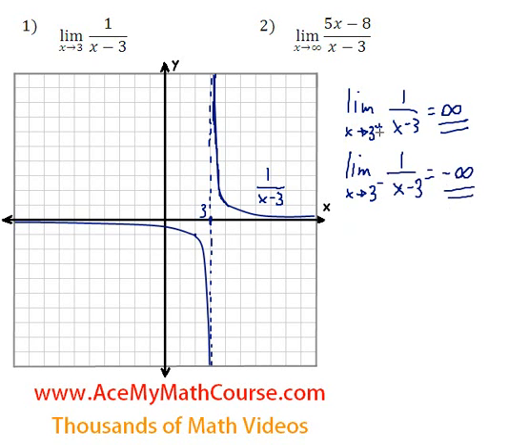And do you recall what happens when the limit as x approaches 3 from the right and the limit as x approaches 3 from the left are different? When we're trying to determine the limit as x approaches 3 for this function, it just won't exist, since the limits coming from the right and the left are just different. So this limit does not exist.